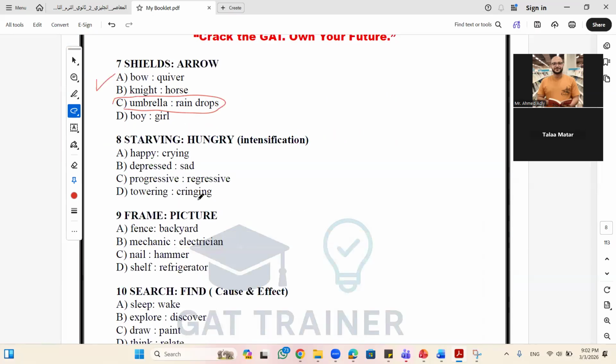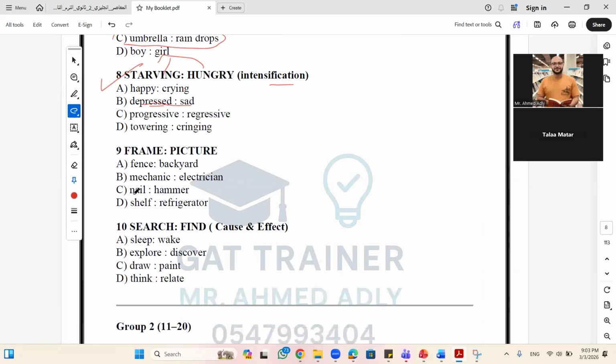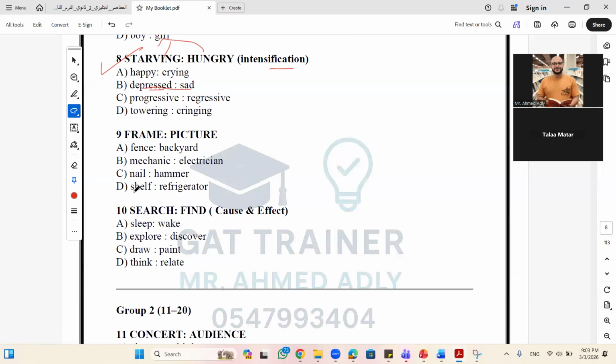Starving and hungry. Depressed and sad. Starving here is a higher degree of hunger. So this is called intensification. I'm hungry, but when I'm starving, I'm dying of hunger, like depressed and sad, right? This is a higher degree of hunger. Good, perfect.